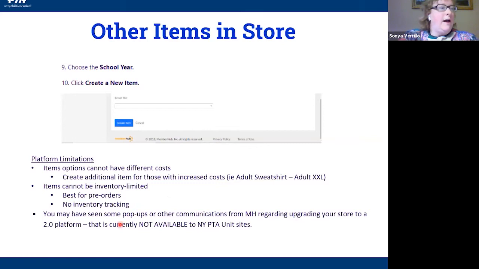And lastly, you may have seen some pop-ups or other communication from MemberHub regarding upgrading your store to a 2.0 platform. That is currently not available to New York State PTA units. As some of you may have seen, MemberHub has been very good about communicating that upgrade. They say, upgrade your store to 2.0 and you can track your inventory and do all that. That is currently not available for New York State PTA units. We will look forward to it being available to us in the future, but it's not available currently. So we are currently using this original store platform.